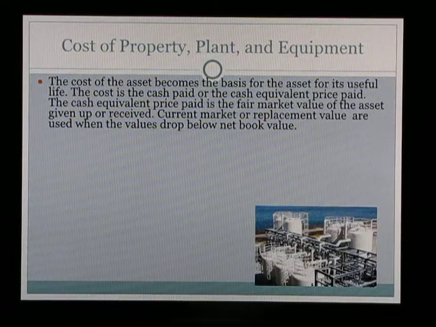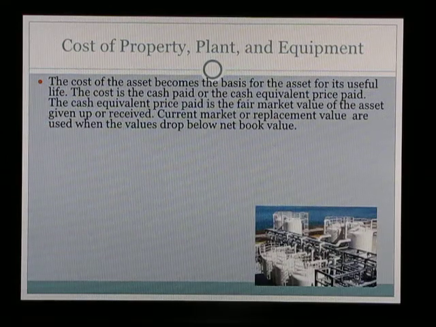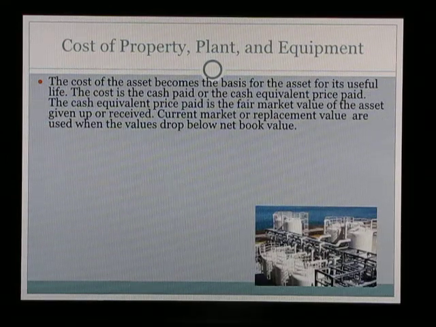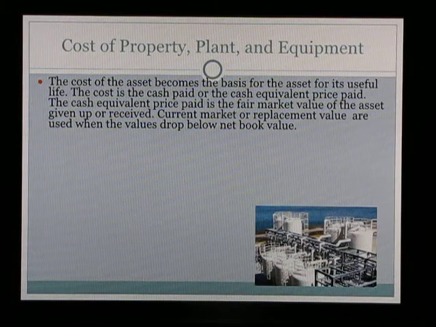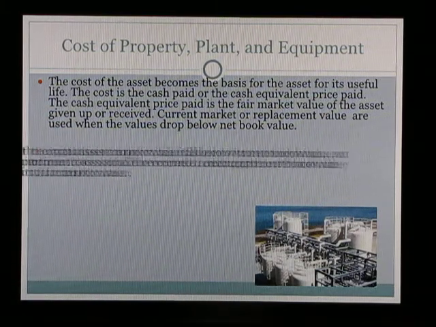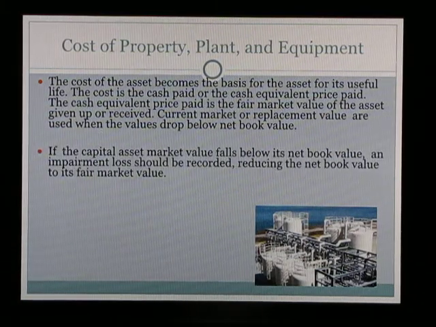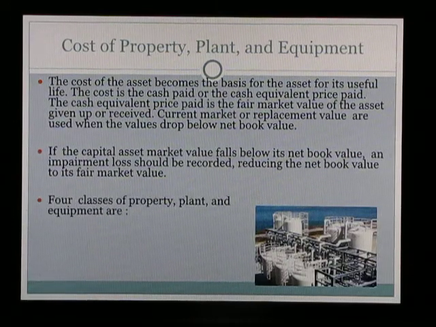The cost of the asset becomes the basis for the asset for its useful life. The cost is the cash paid or the cash equivalent price paid. The cash equivalent price paid is the fair market value of the asset given up or received. Current market or replacement value are used when the values drop below net book value. If the capital asset market value falls below its net book value, an impairment loss should be recorded, reducing the net book value to its fair market value.